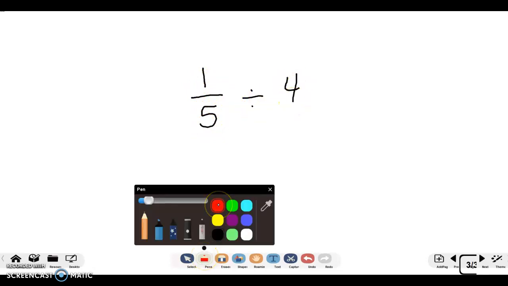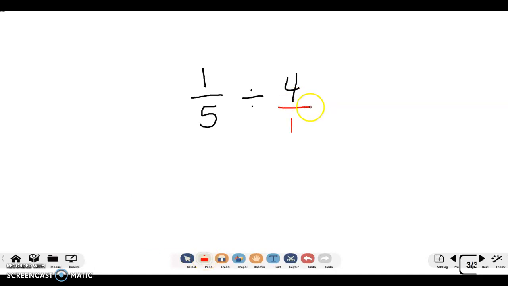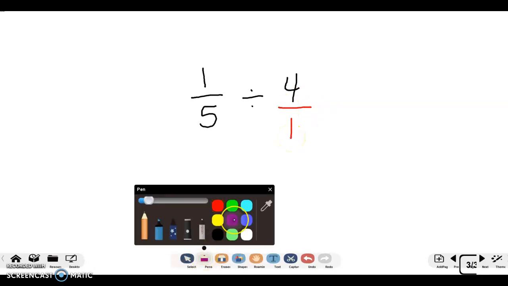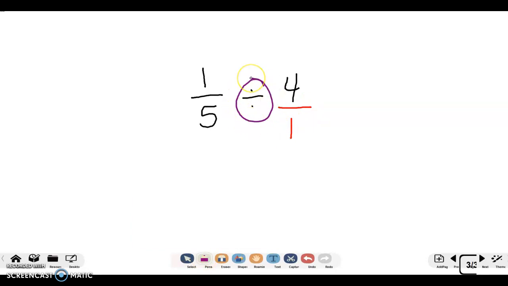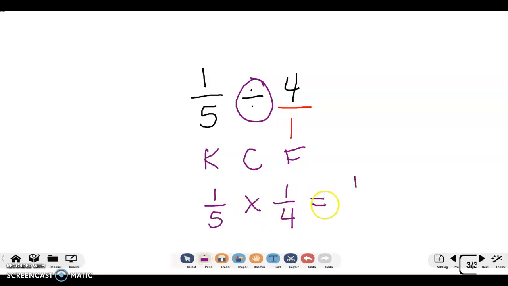My next one, one-fifth divided by 4. We would have to make that into a fraction. And then this division sign tells us to keep the first fraction, change the sign, and flip the second fraction. Keep it, change it, flip it. Multiply across the top. 1 times 1 is 1, and 5 times 4 is 20.